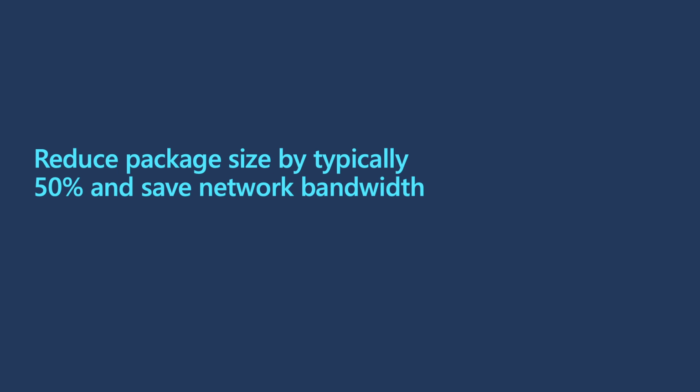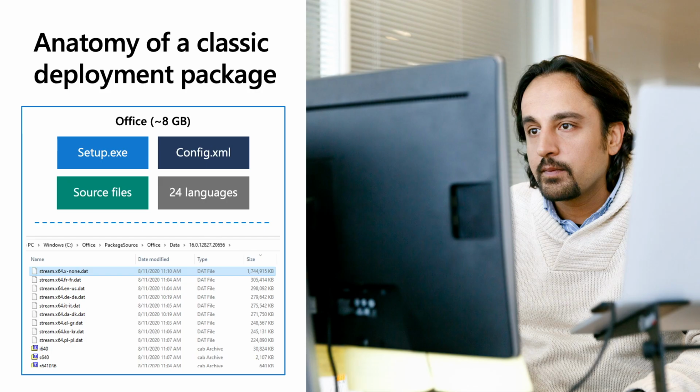So let's start with reducing the package size. In order to reduce the package size, we have to understand what is actually in the package. What we typically see, after we've investigated what's actually in the package and whether we need all the content there, is that we can bring down the package size by 50%. So maybe the mileage varies in your environment, but that's what we typically see. And bringing down the package size by 50% also means we are saving a lot of network bandwidth.